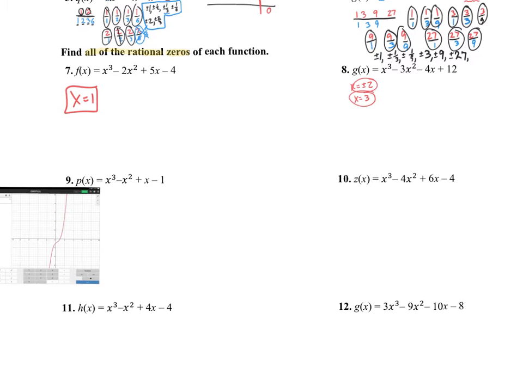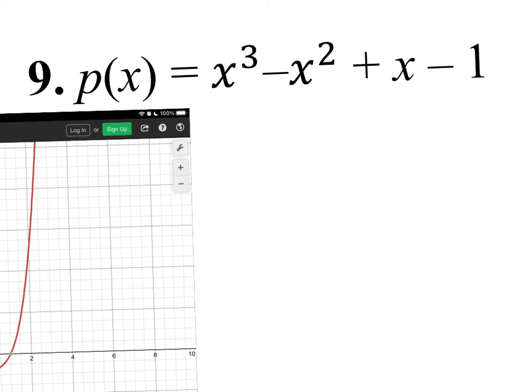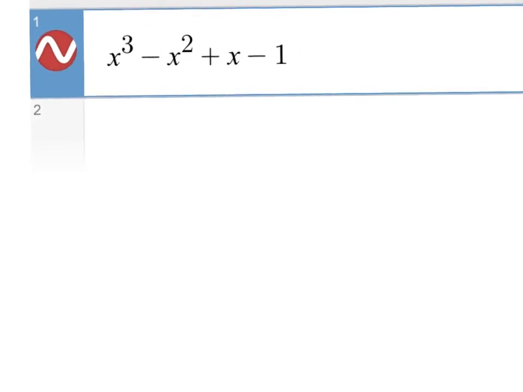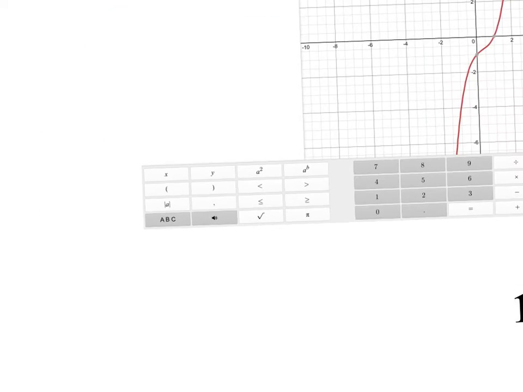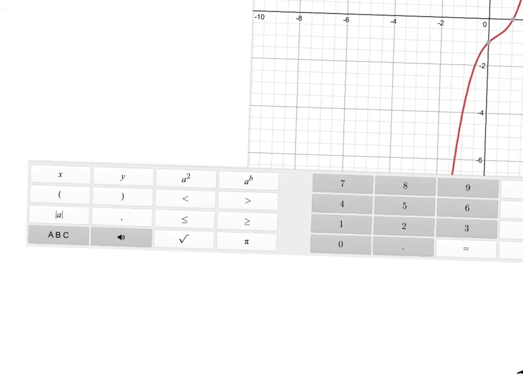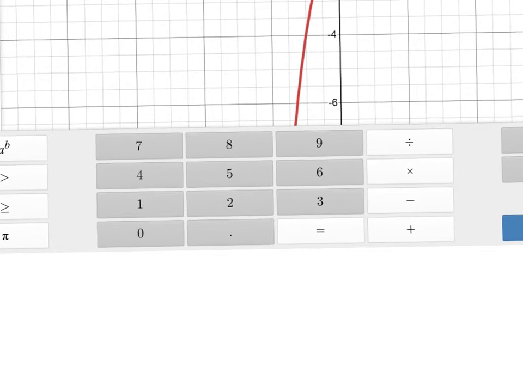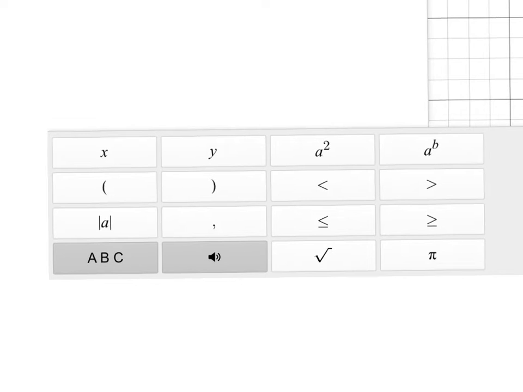But since we have Desmos, all we do is take this P of X function, and you could type it right into Desmos, right? Now, let me show you how you would type that into Desmos. I already typed it in. I already see my graph right here. But let's go down to the keypad. So you have your numbers and your math symbols right here, which I'm sure you guys are comfortable with. And right here we have our variable x, our variable y.